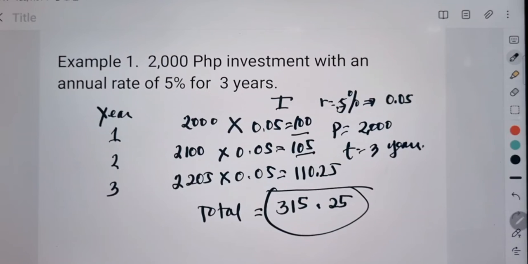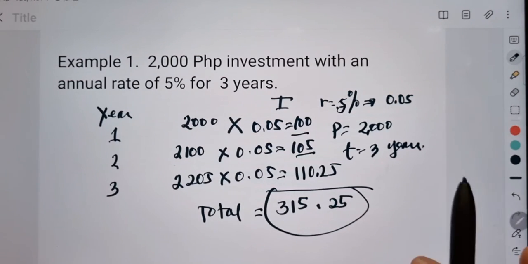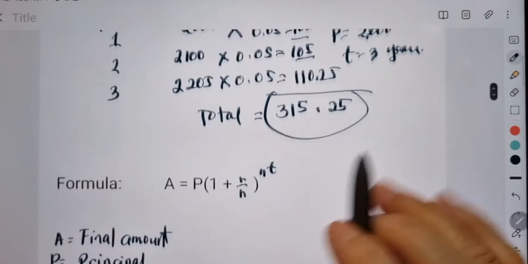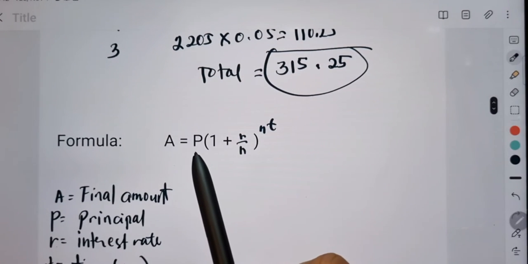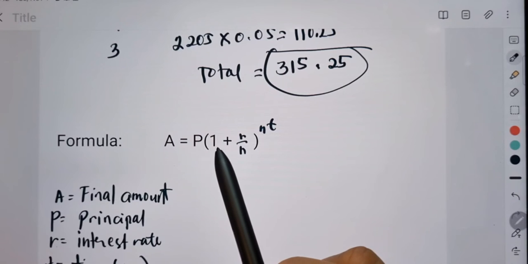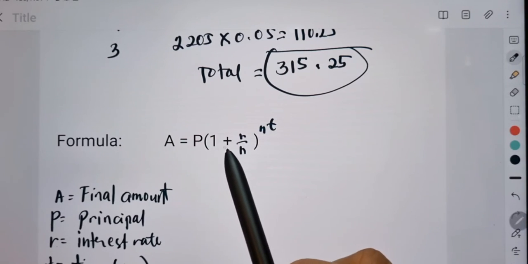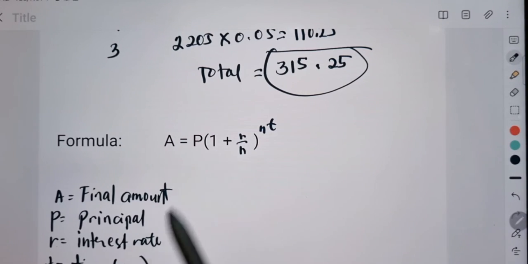Okay? Now, what about if, let's say, for 10 years, for 35 years, for 50 years investment? Di ba medyo mahirap gawin pag ganito siya? Okay? So, dapat meron tayong formula na gagamitin. So, dito, meron tayong A, which stands for final amount, is equal to P, which is the principal, times the quantity 1 plus R. R is the interest rate.